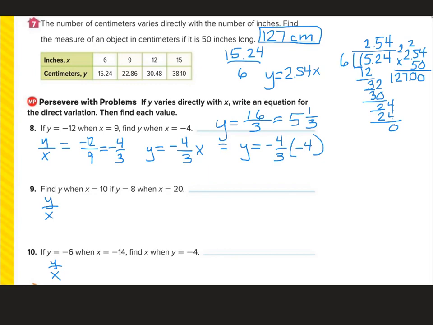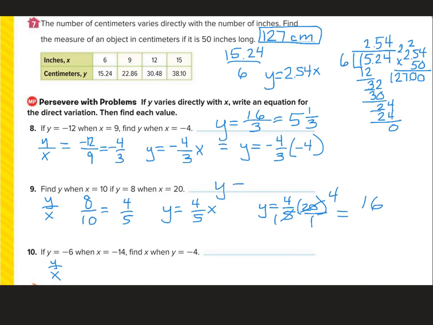For number 9, I'm going to write y, which is 8, over x, which is 10. So 8 over 10 simplifies to 4 over 5. My direct variation equation would be y equals 4/5 x. If I were to substitute in 20 for x, I would get y equals 4/5 times 20. I know that 20 and 5 will share a factor of 5. So 4 times 4 equals 16. So y equals 16.